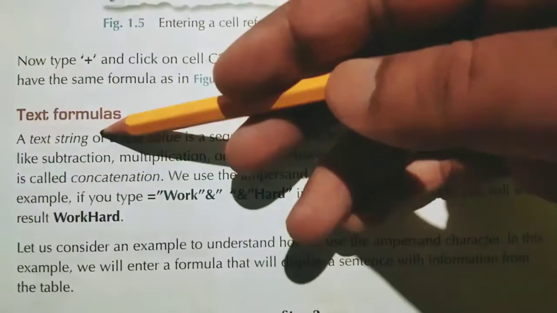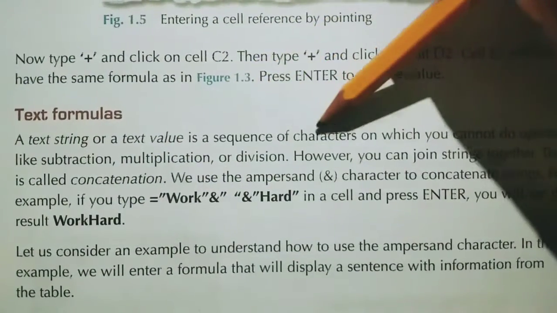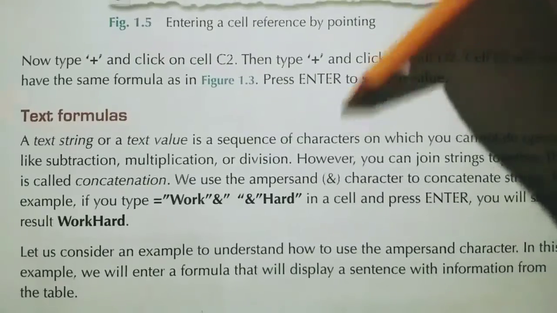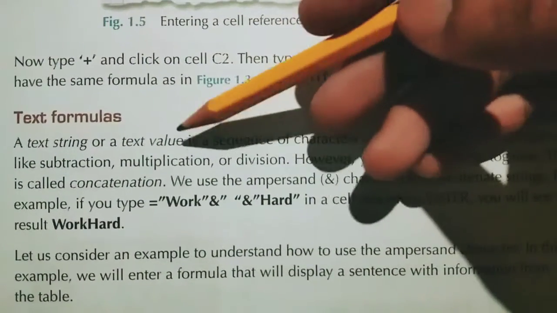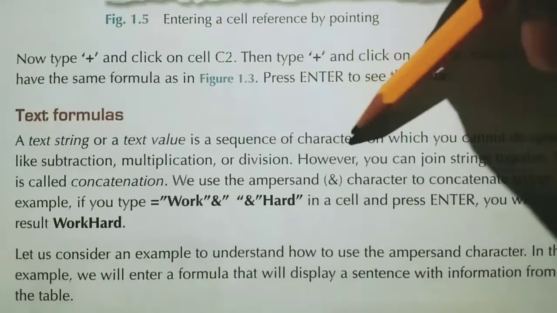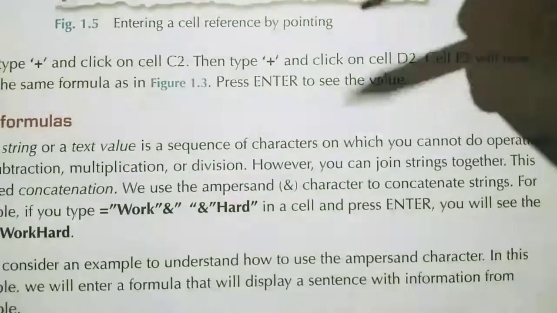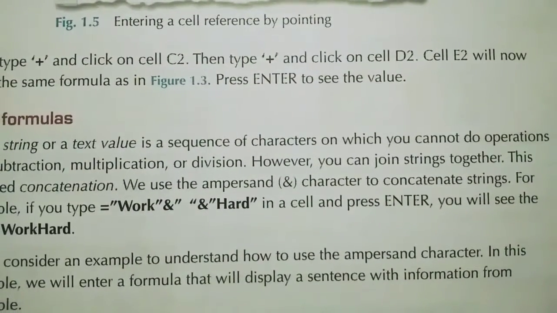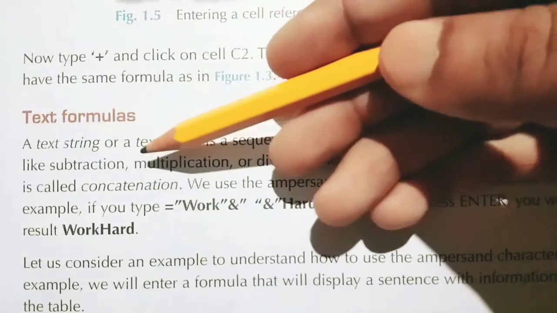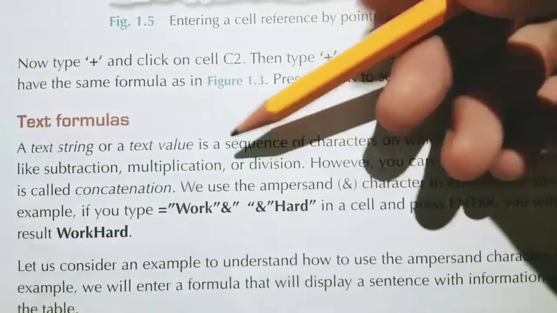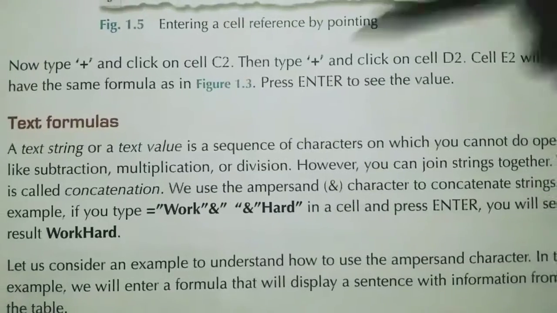A text string or a text value is a sequence of characters. Characters means the alphabets. So text means the word. It is a sequence of characters on which you cannot do operations. On any letter or word, have you done plus or minus operations? No, it is not possible. You cannot do operations like subtraction, multiplication or division. We cannot do any mathematical operation on words.